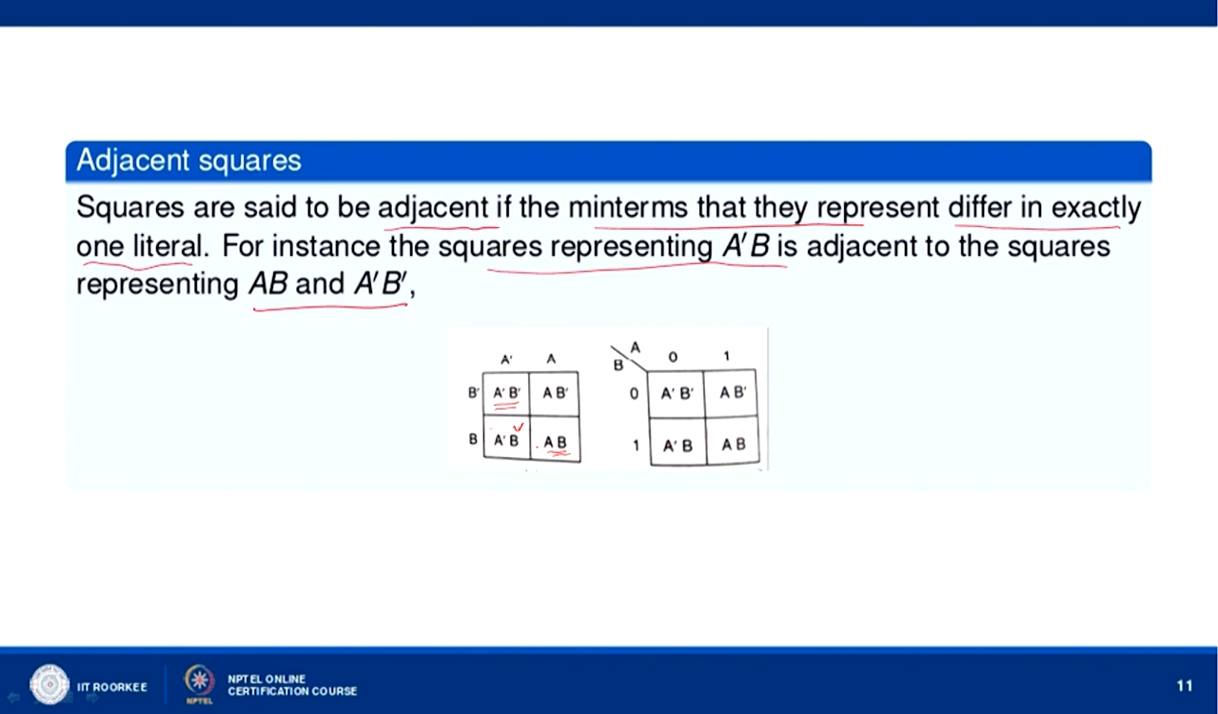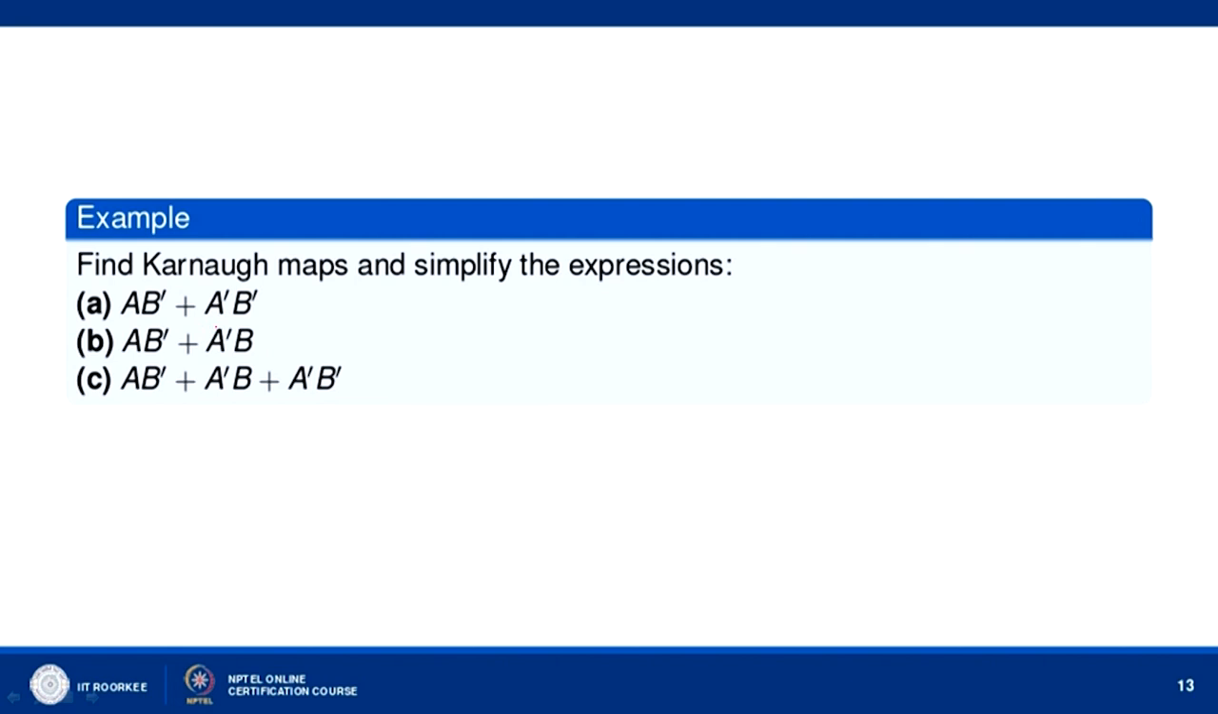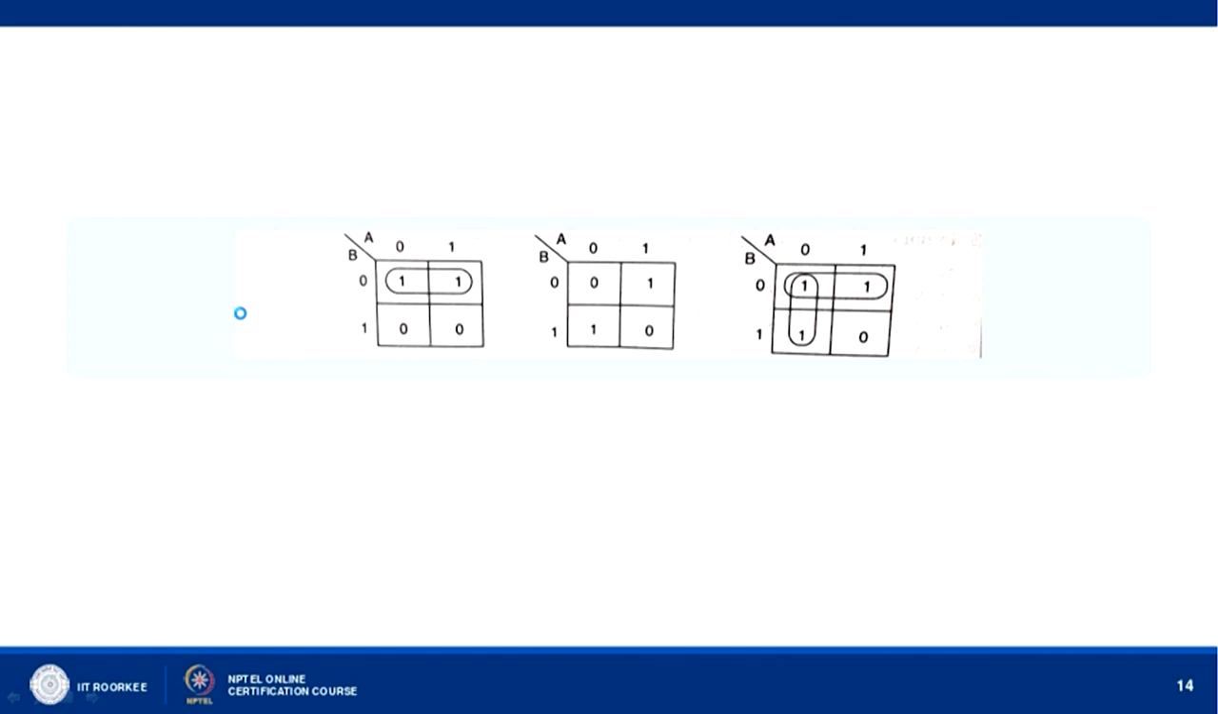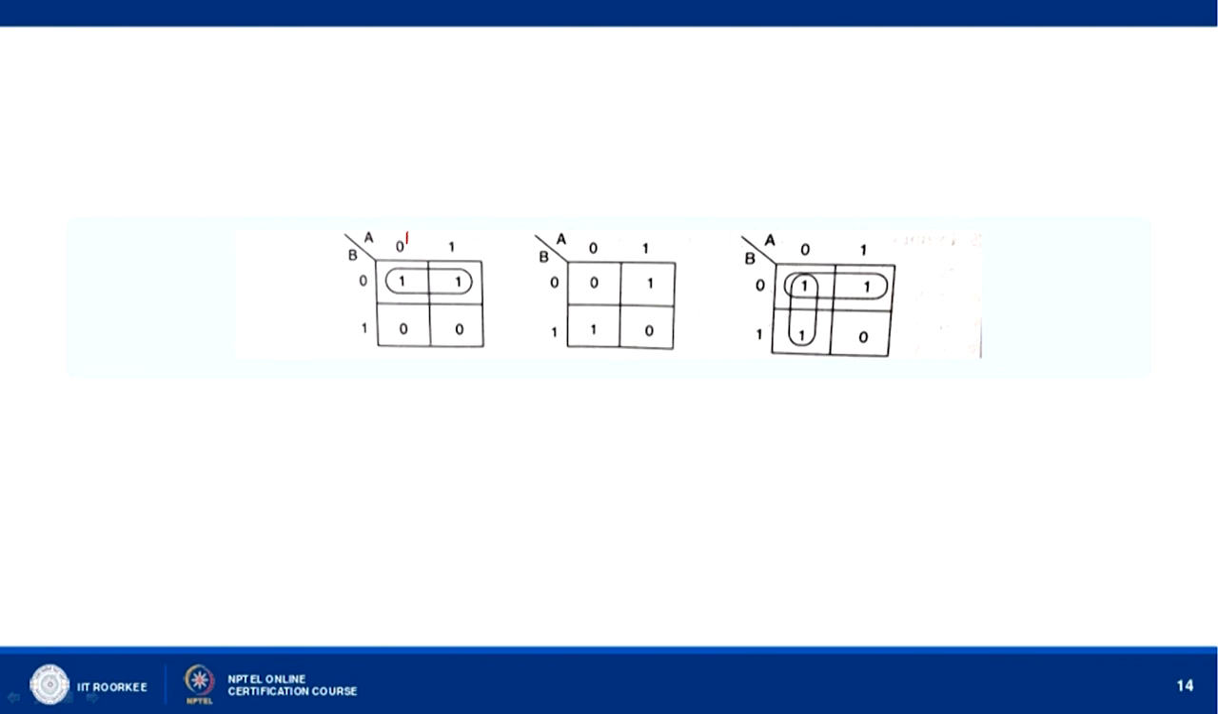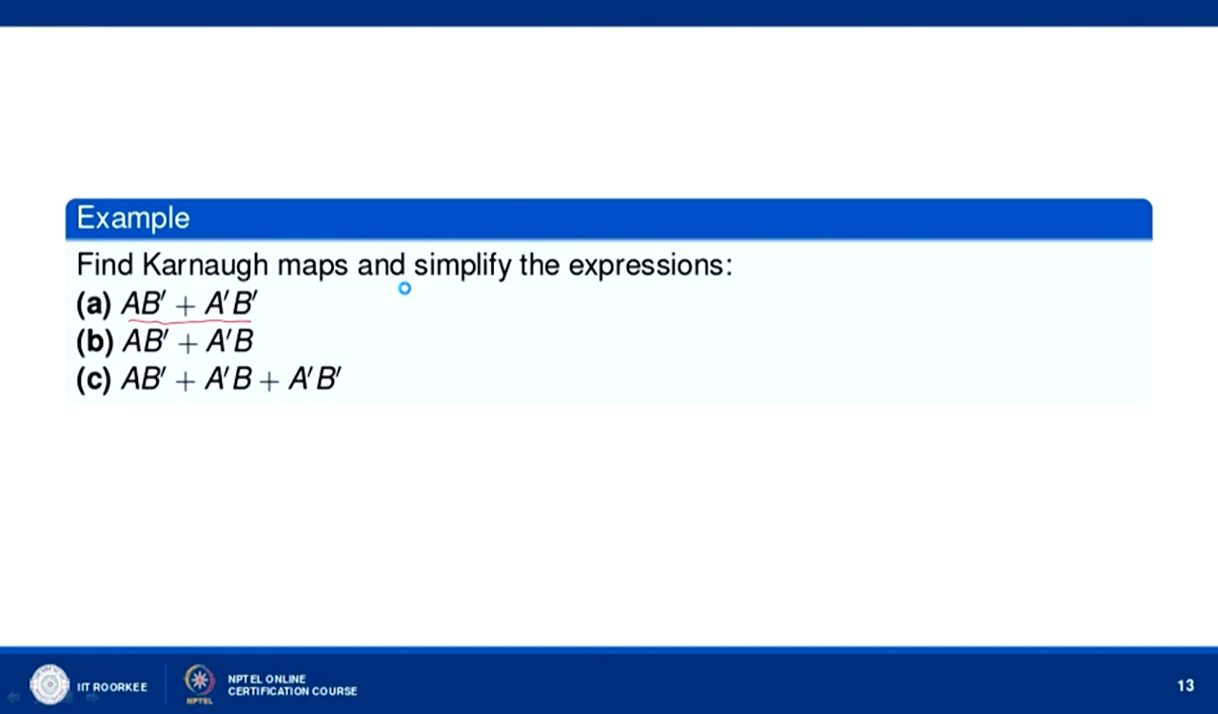For example, find the Karnaugh map and simplify this expression: A B dash plus A dash B dash. So let us see. We have A B dash and A dash B dash. This one is A dash, this one is A, this one is B dash, this one is B. Therefore, this is A dash B dash. And we have A B dash, A B dash.